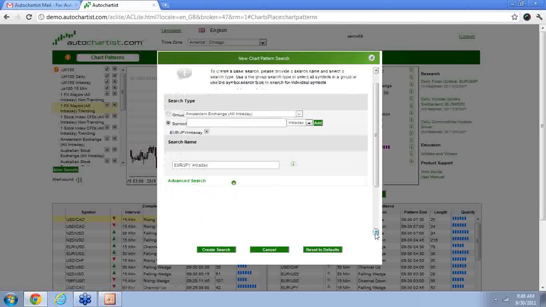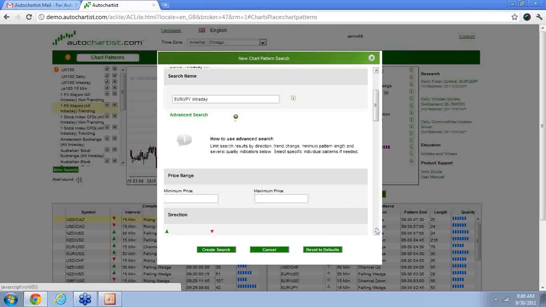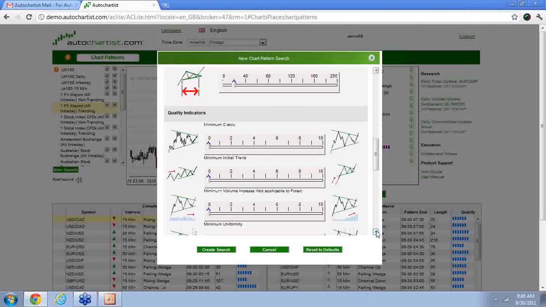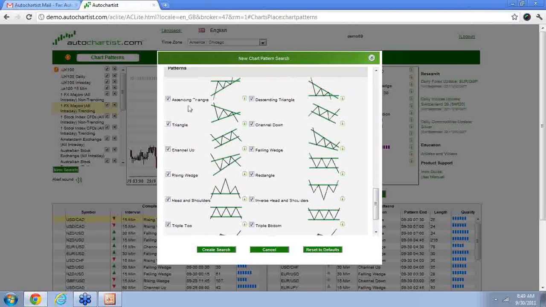I can go to my advanced search, and here I can select my pattern length. I can control this if I want to. I can also set minimum trend to, as I said before, a 6 if I want to search for patterns that are 6 or better. Then I leave on my non-trending patterns, my ascending, descending, and triangle patterns, and take off all these other trending patterns. Again, what we're searching for here is a triangle chart pattern.